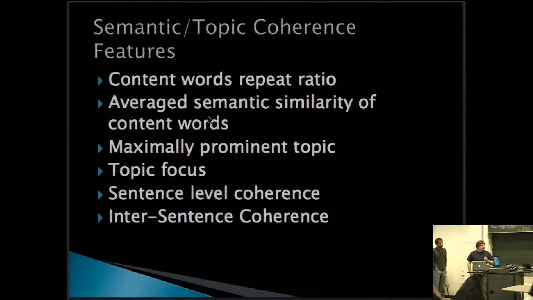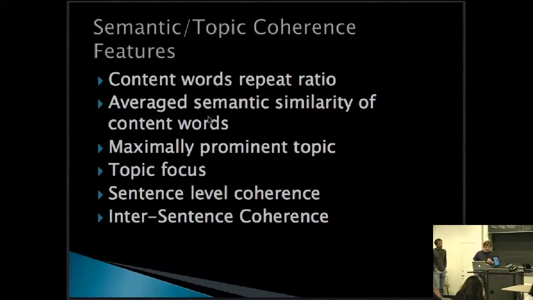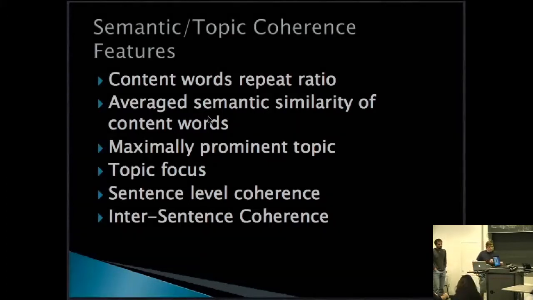And now I'm going to talk about the semantic or topical coherence features. So one of the things we looked at was the repeat ratio of content words. You would expect that topically coherent articles would have a greater ratio of repeated content words to non-repeated content words. We looked at the average semantic similarity of content words. This was done by looking at the average pairwise semantic similarity based on the distributional vectors of content word types in the document. This was done using the Senna parser.